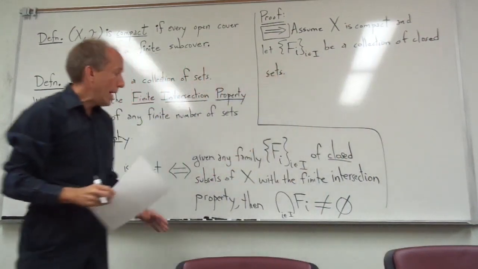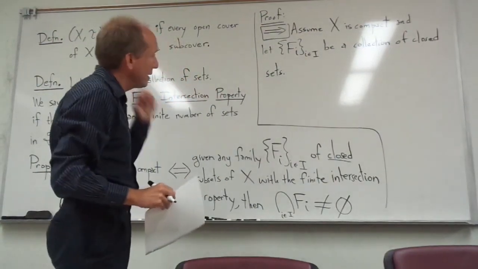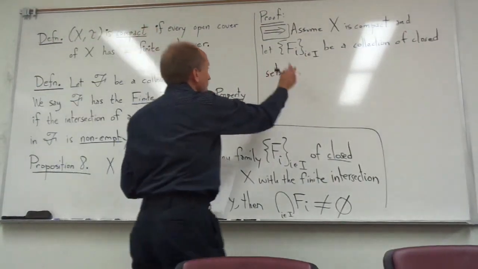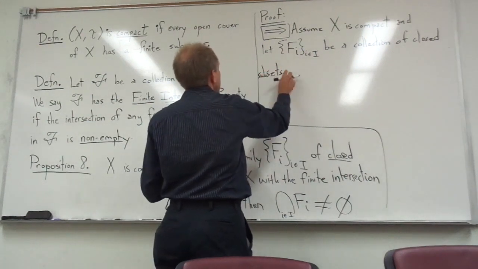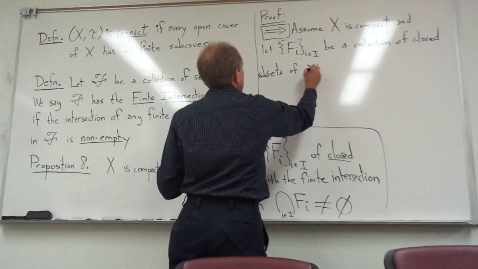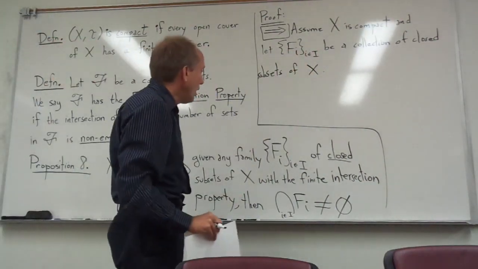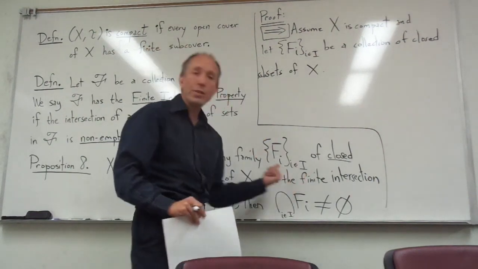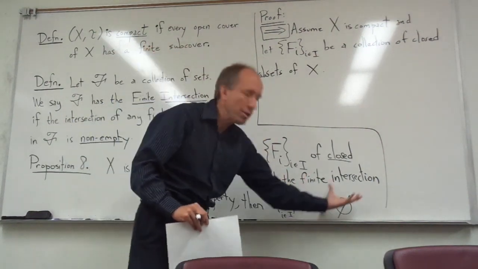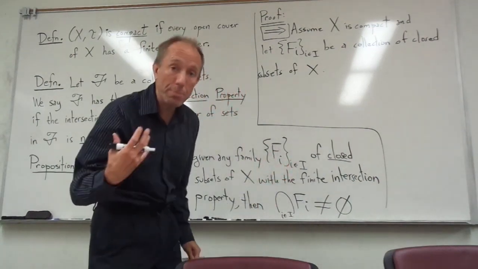Okay, I have to prove that given any such collection of closed sets, these are subsets of X, of course. So you take a collection of closed subsets of X. Well, if they have the finite intersection property, then the intersection of all of them has to be non-empty. I'm actually going to prove that by contrapositive.